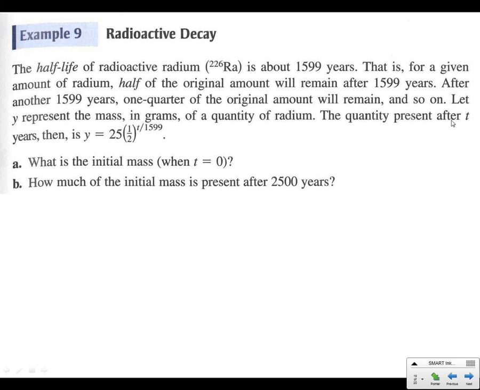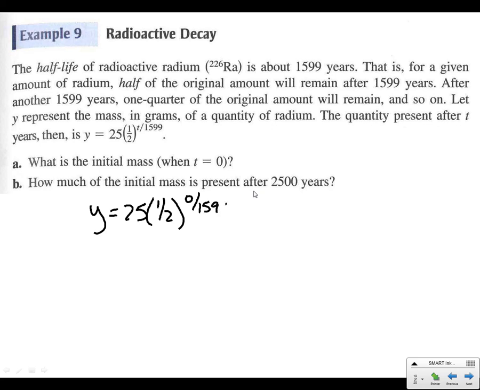The quantity present after T years is given by this formula here. You're going to be given the formula. We need to do stuff with it. So what is the initial mass when T equals 0? So let's just plug it in and find out. Y equals 25 times 1/2 to the 0 over 1599.